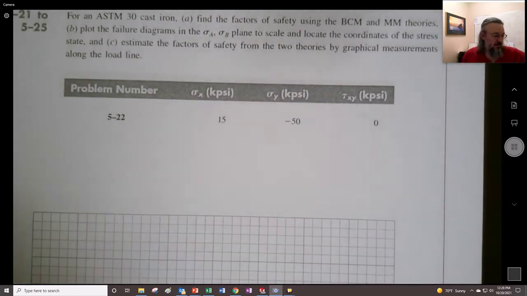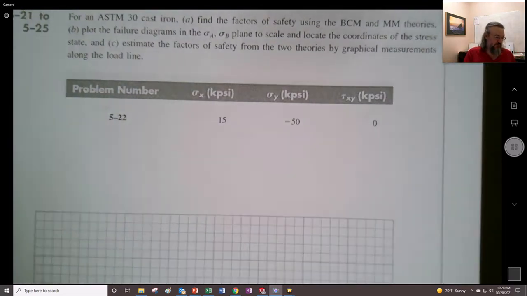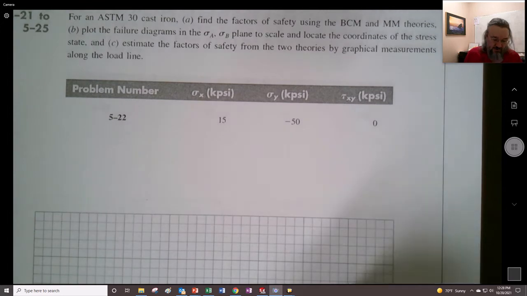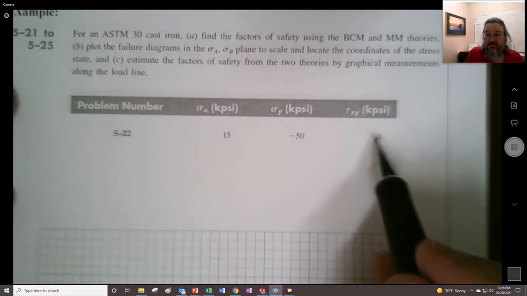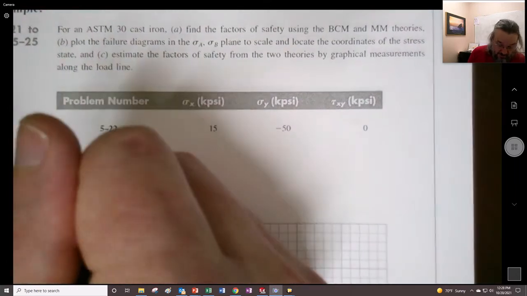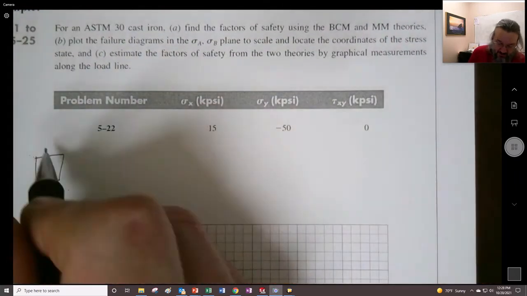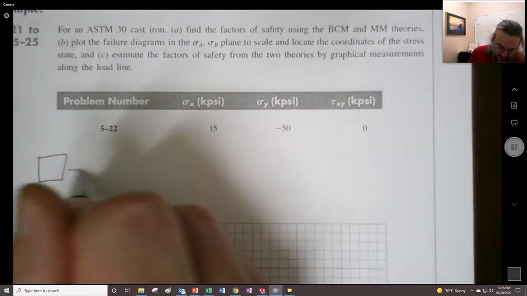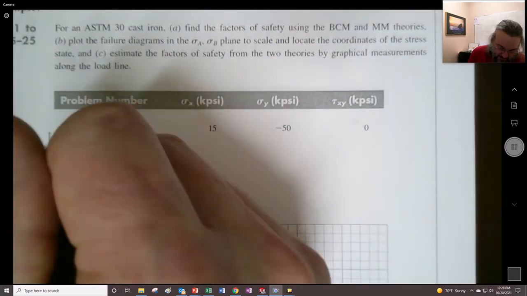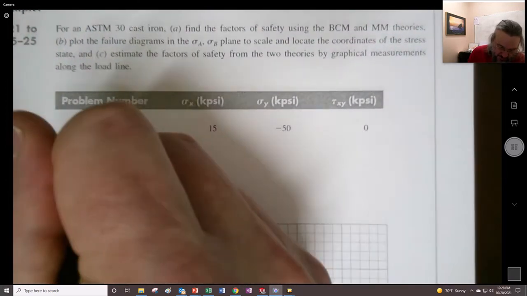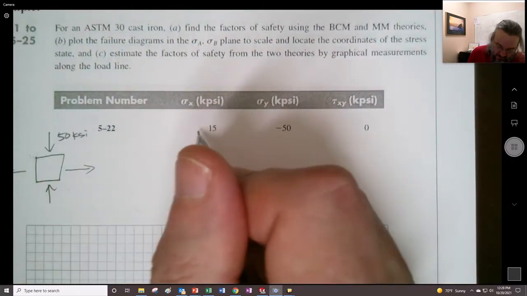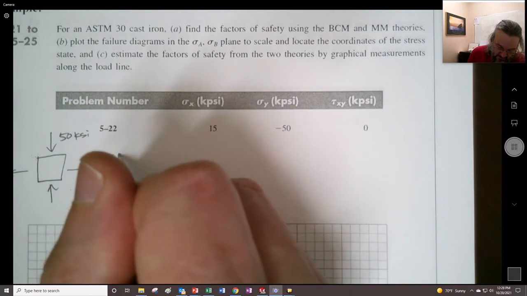All right, so let's see. What we want to do here first is it's got zero shear, which makes it an easy one. When we have any of these situations, it's a good idea to write the thing down. So there's compression right there. Here's your 50 ksi, and here's your 15 ksi.